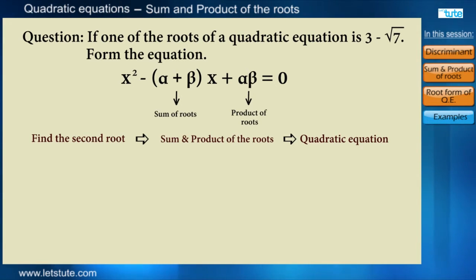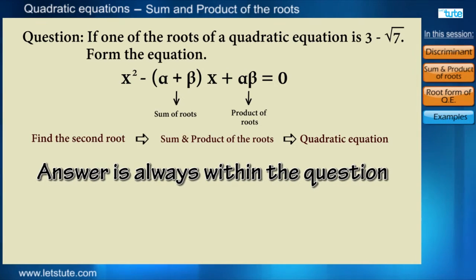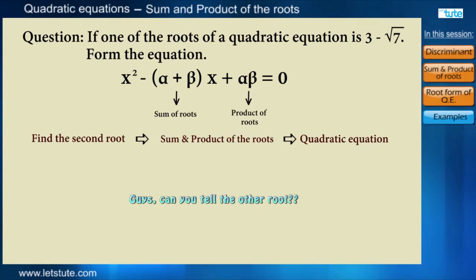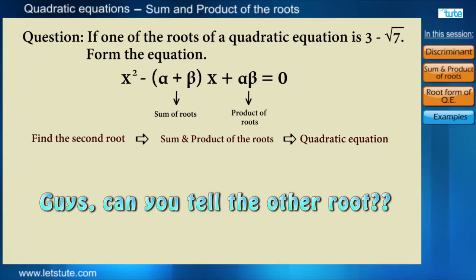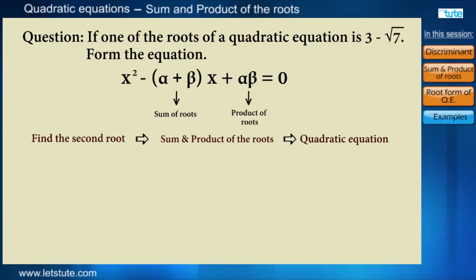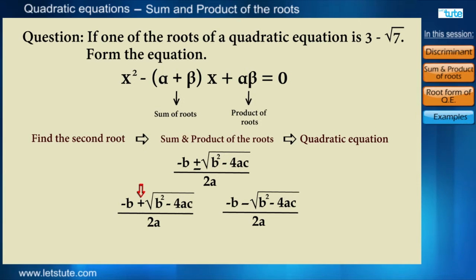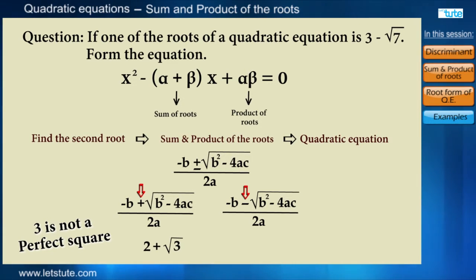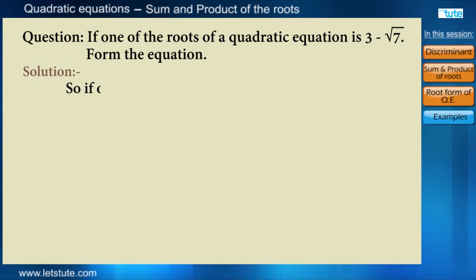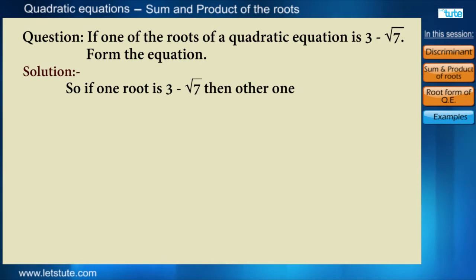Now keep in mind one thing, that the answer is always within the question. Guys, by looking at the question, can you guess or tell me the other root? If you see the formula and try to separate the roots, then one will come with the positive sign and the other one will be negative. 3 is not a perfect square, right? So if one root is 2 plus root 3, then the other one should be 2 minus root 3. And so on. This is a simple logic, isn't it? So if one root is 3 minus root 7, then the other one should be 3 plus root 7, right?